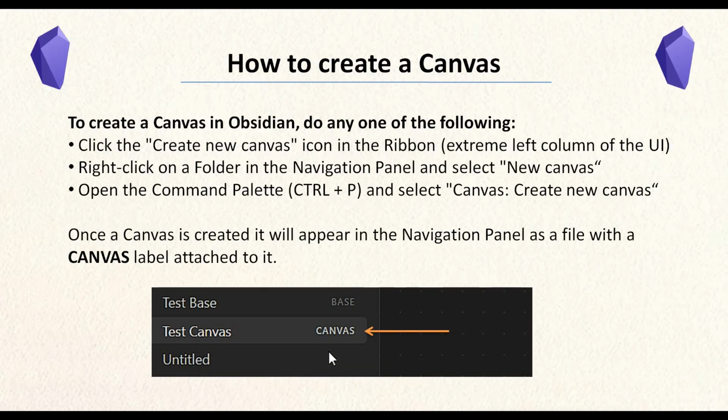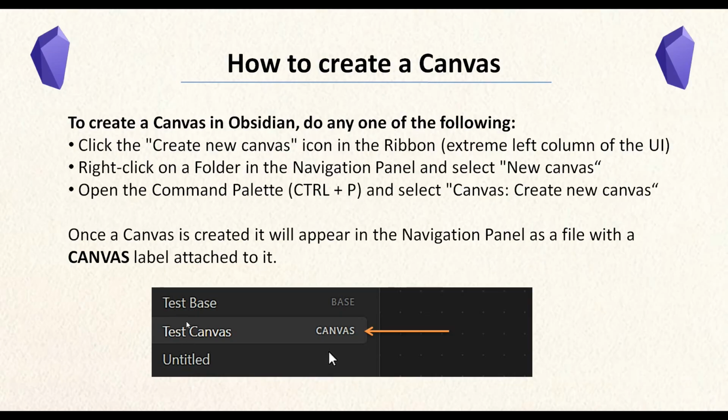How to create a canvas? To create a canvas in Obsidian, you can do any one of the following. Click the Create New Canvas icon in the ribbon. That's at the extreme left of the user interface. You can right-click on a folder in the navigation panel and select New Canvas, and it will create a new canvas in that folder. Or you can open the command palette by pressing the Ctrl and P keys on your keyboard and selecting Canvas: Create New Canvas. Once a canvas is created, it will appear in the navigation panel as a file with a canvas label attached to it, as you see in the image on the screen.